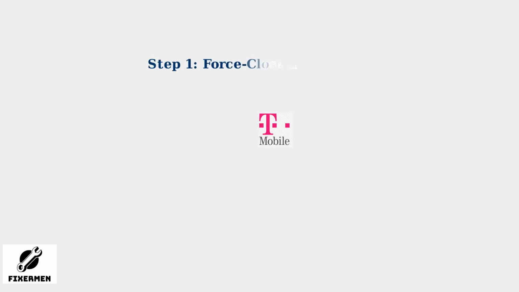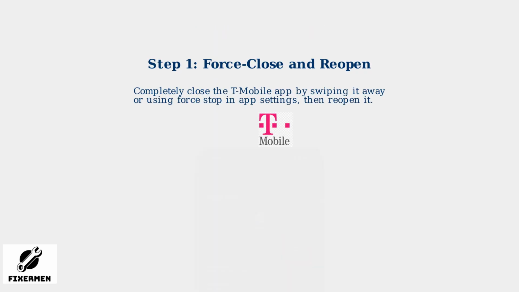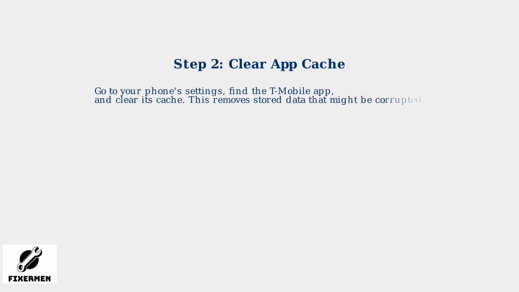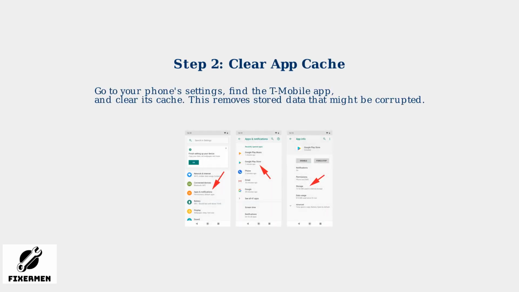If the T-Mobile app isn't working, start with basic troubleshooting. First, force close the app completely and reopen it. This clears any temporary glitches causing the issue. Next, clear the app's cache in your phone's settings. On Android, go to Apps and Notifications, select the T-Mobile app, and tap Storage to clear cache. On iOS, manage storage and settings.